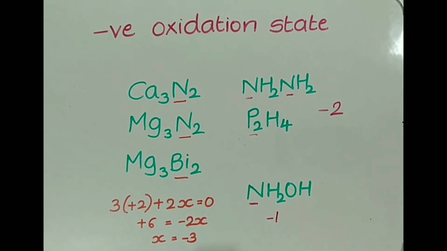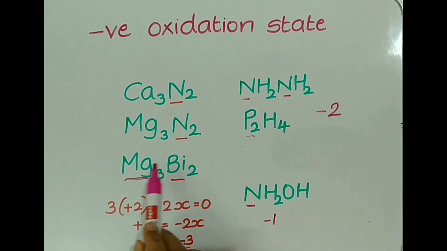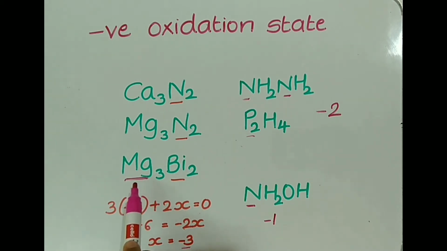Now as I told you, down the group when we are moving, bismuth is a metal, right? We are moving towards a metal. So bismuth, it is a metal, it will lose electrons and it will get a positive sign, a positive oxidation state. But here in this example, Mg3Bi2, bismuth has an oxidation state of -3. When it is attached to a strongly electropositive element, it can have an oxidation state of -3.